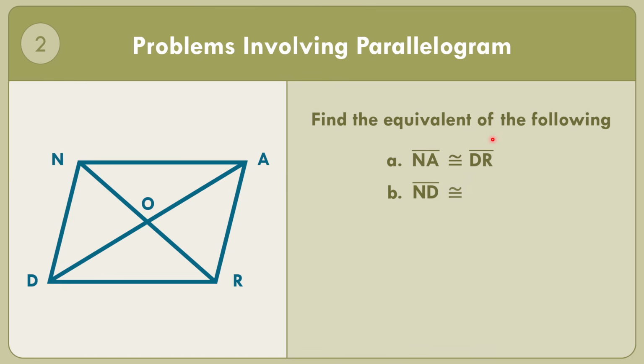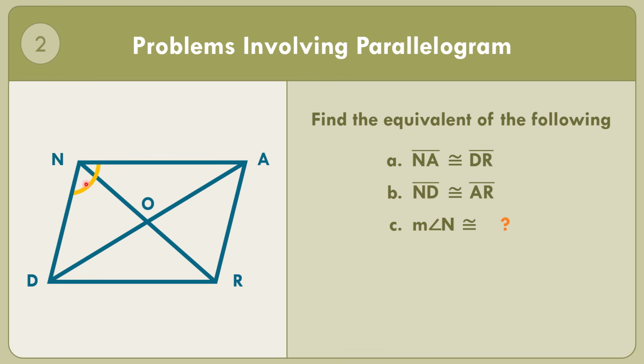Next, how about letter B? Segment ND. So this is the segment ND. The opposite or the parallel of the segment ND is segment AR. So it means segment ND is congruent to segment AR. So this is the segment AR.